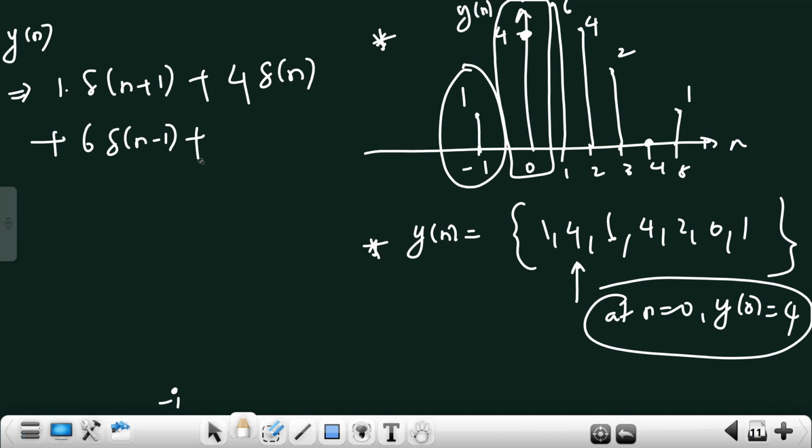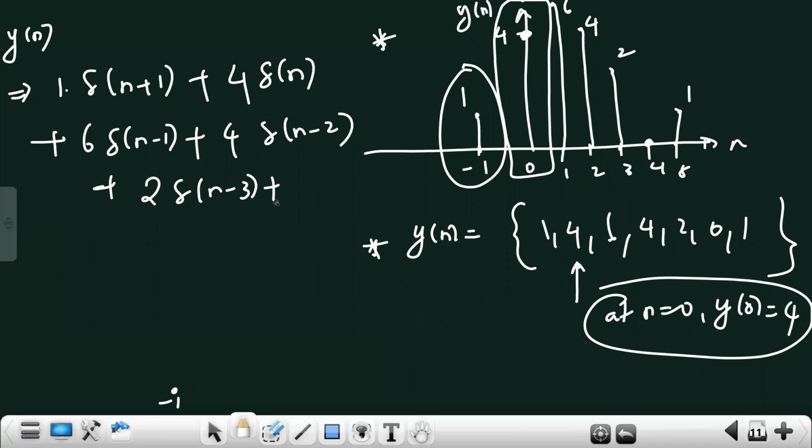Now tell me the next term. Supriya, tell me the next term. Sir, 5 into del of n minus 2. How come 5? 4, yeah, 4, sir. Yes, good, very good. 4 into del of n minus 2. Thank you. Plus next term is 2 into del of n minus 3.